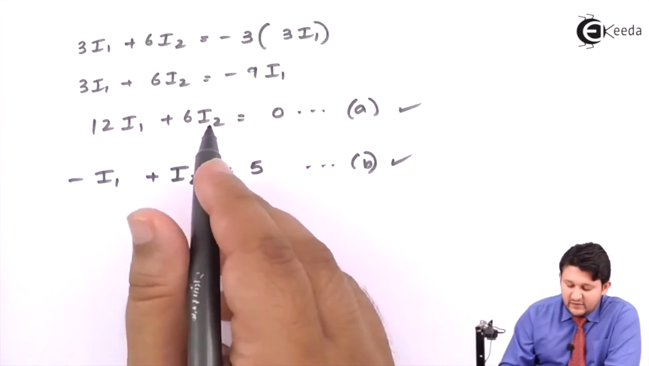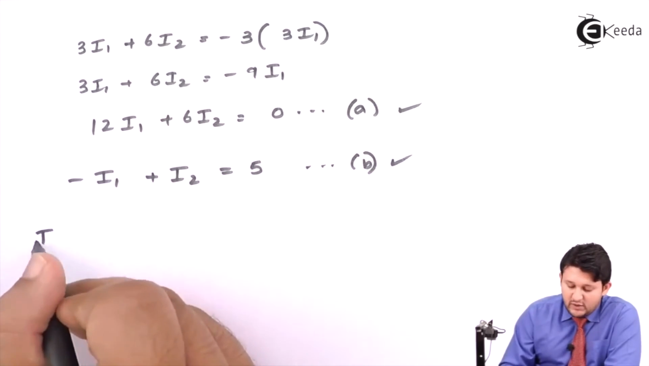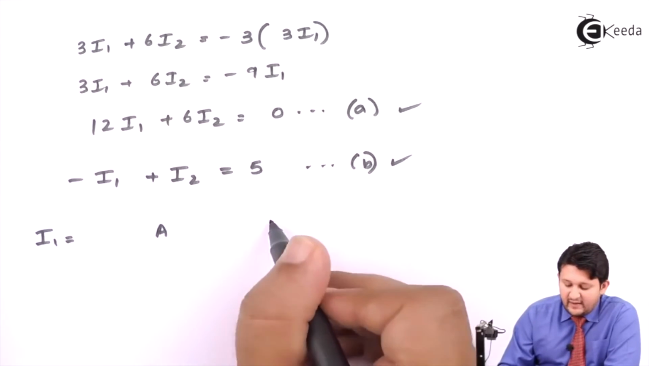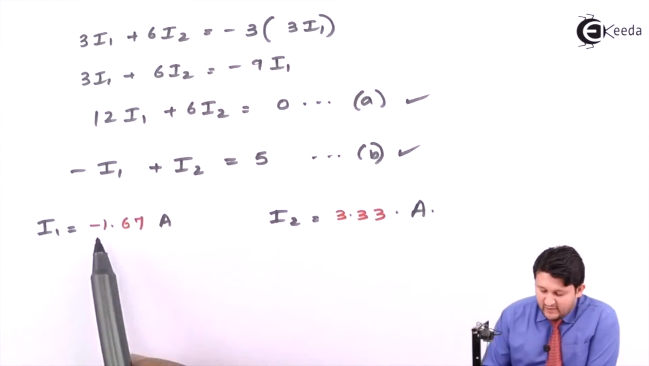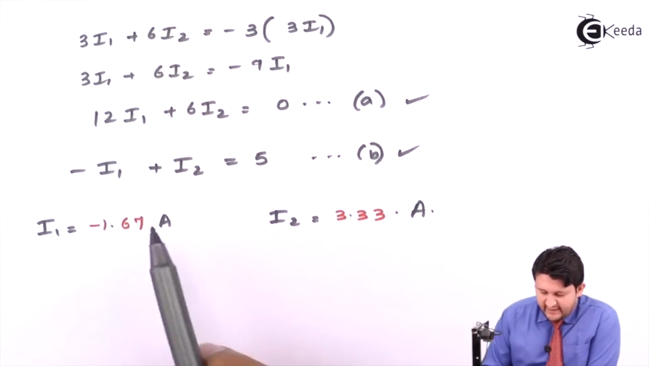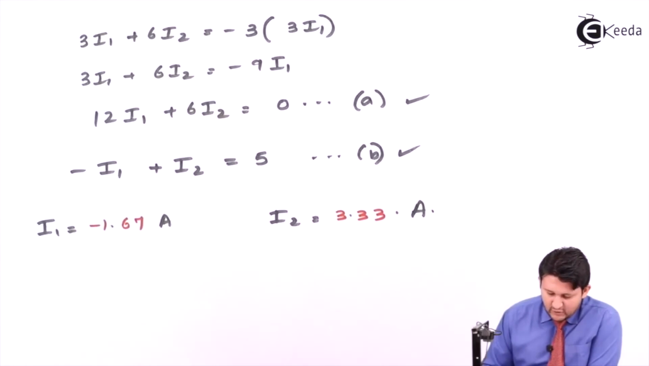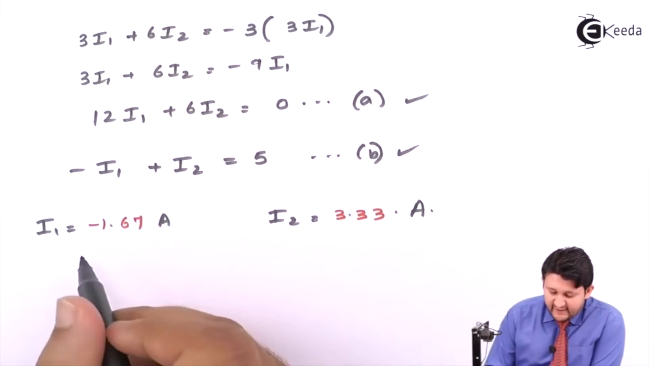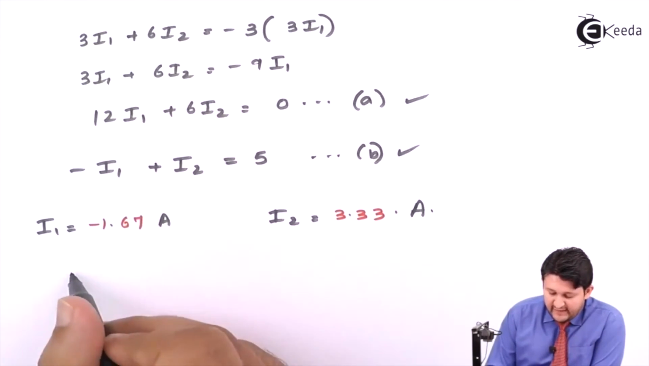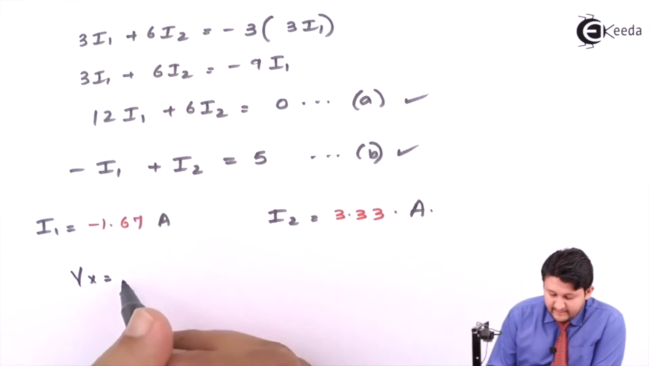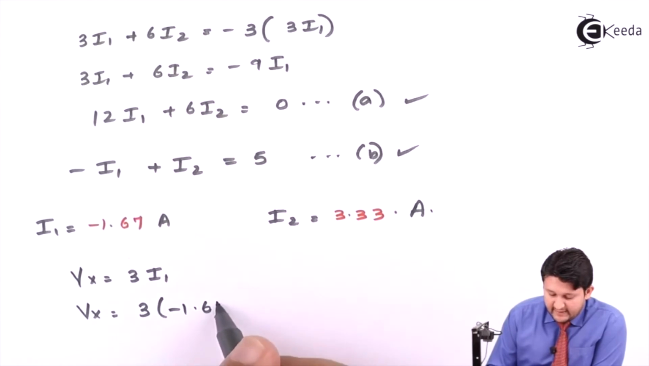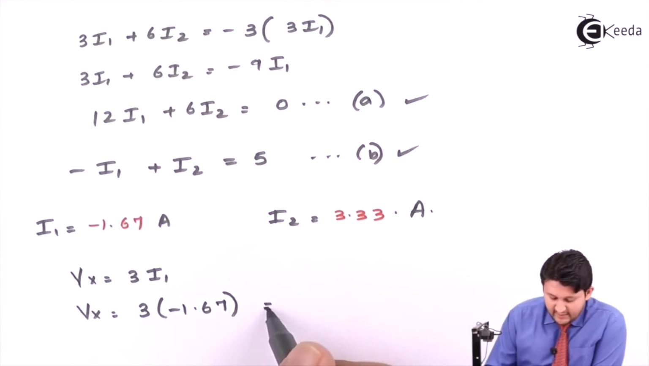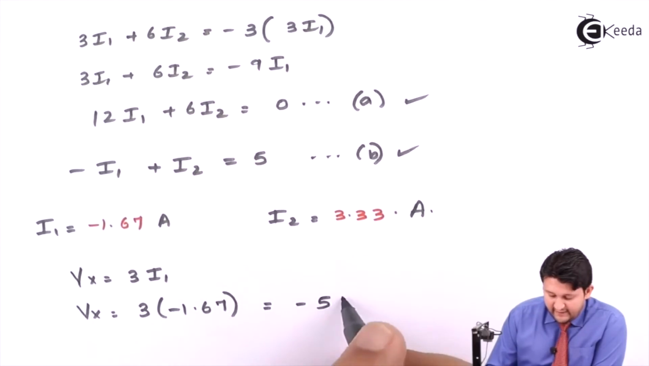So in this case, if you solve the two equations, I1 and I2, by using a scientific calculator, you'll get the I1 and I2 values. Using the calculator, you might have got these values. So let's find out Vx. If your Vx is given as 3i1, then Vx is equal to 3 into minus 1.67. That is nothing but minus 5 volts.